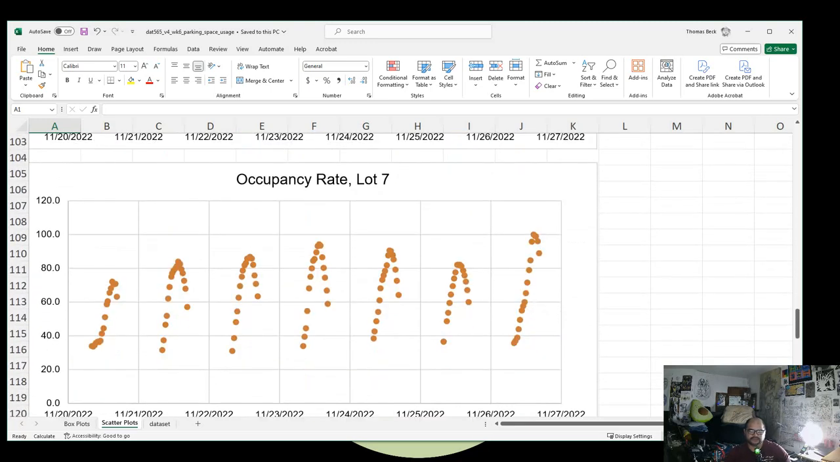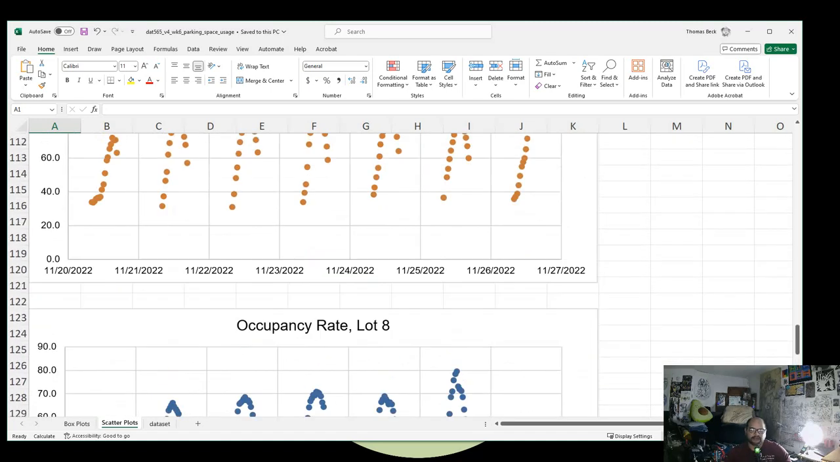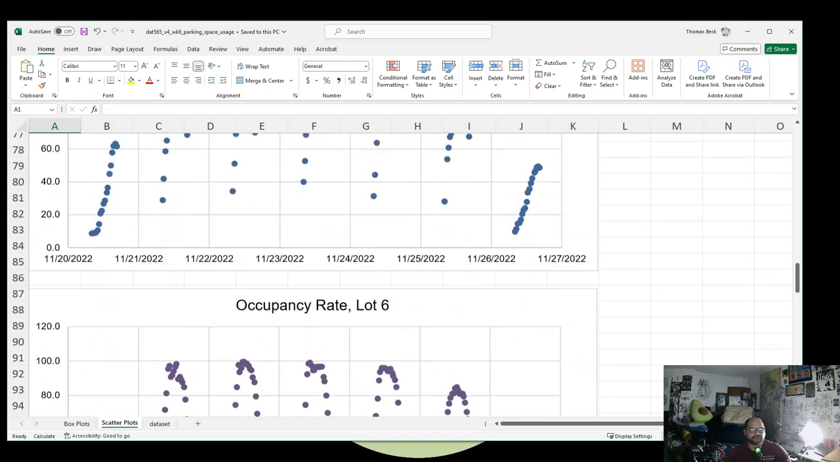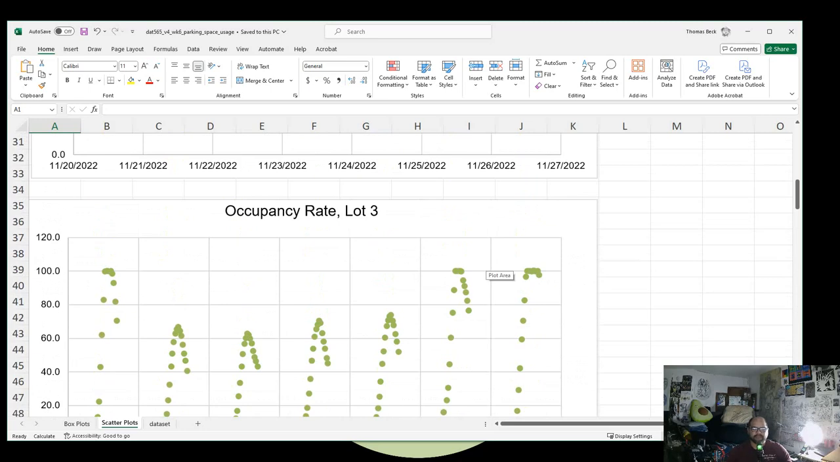Well, Lot 7 gets full on Sundays. And also, a nice piece of information to have would be looking at a city map and finding out where each of these lots are actually located within the city itself.